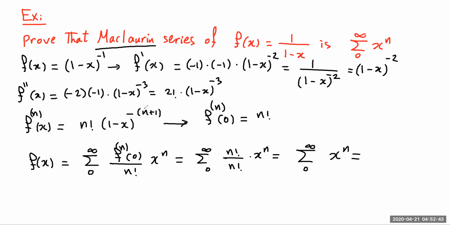This is f(x). What is f(x)? It's 1 over 1 minus x. So it's the same formula of the geometric series, which you know before. And you know that this formula is correct only when x is between minus 1 and 1.